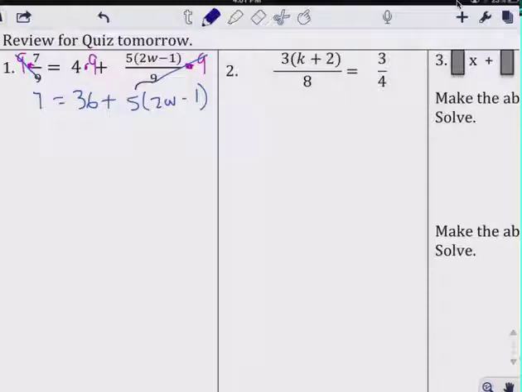Now distribute the 5 to both sides. That gives you 7 equals 36 plus 10w minus 5. Okay, you combine like terms now. That means you combine these two together because they're alike. They both don't have a variable.